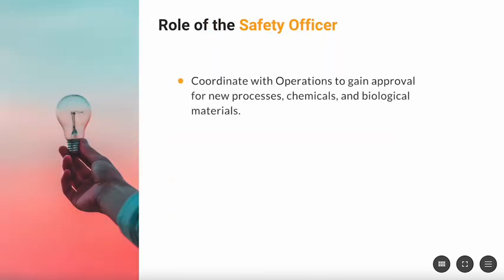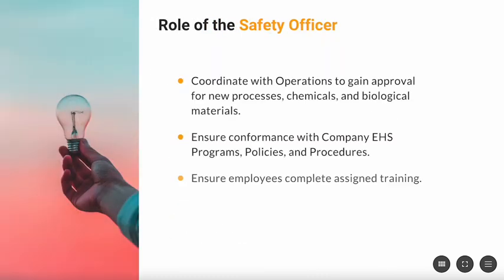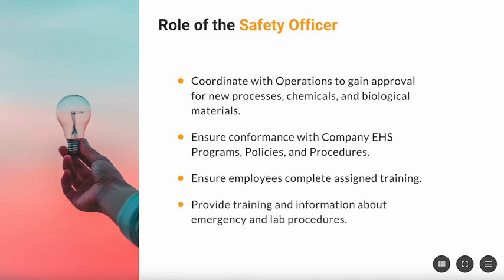The role of a safety officer is to coordinate and monitor the safe operations within a laboratory or work environment. They are responsible for ensuring that new processes, chemicals, and biological materials are approved and safe to use. They also play a key role in maintaining compliance with company EHS, environmental, health and safety, programs, policies, and procedures.